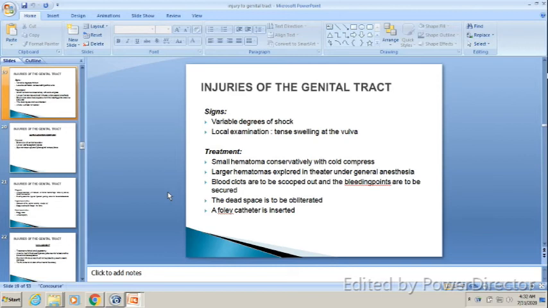Why is Foley's catheter inserted? If there is bleeding, again there is bleeding, then it comes out with the Foley's catheter. Okay. So how will you treat this hematoma?